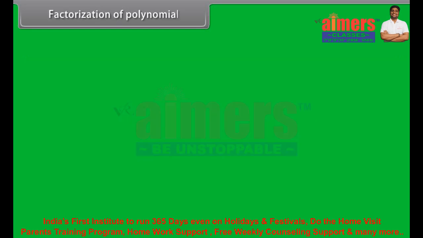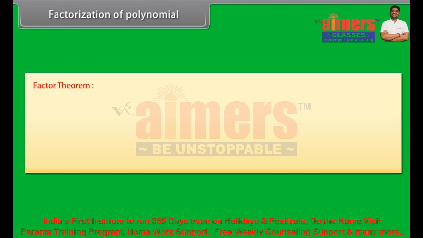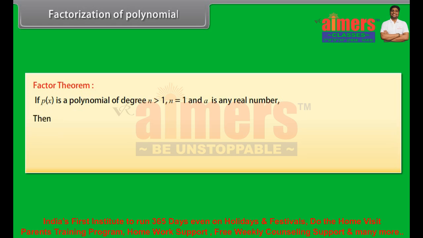Factorization of polynomial. Factor theorem. If P(x) is a polynomial of degree n greater than or equal to 1, and a is any real number, then 1, x minus a is a factor of P(x) if P(a) is equal to 0, and 2, P(a) is equal to 0 if x minus a is a factor of P(x).